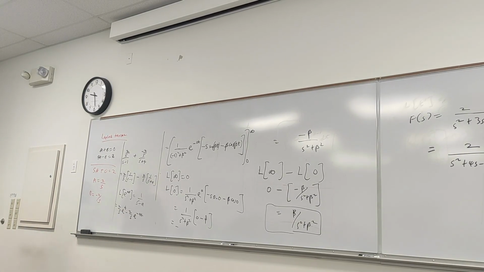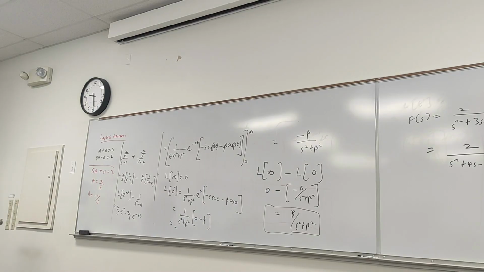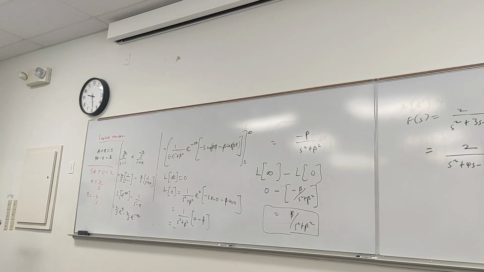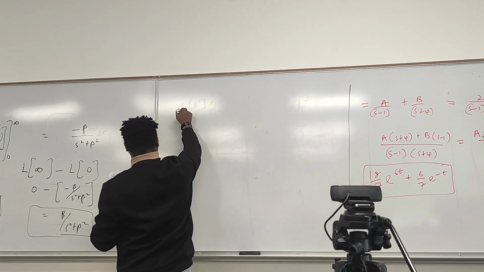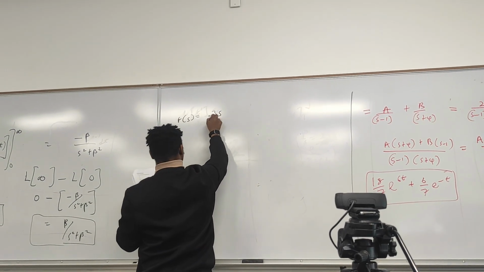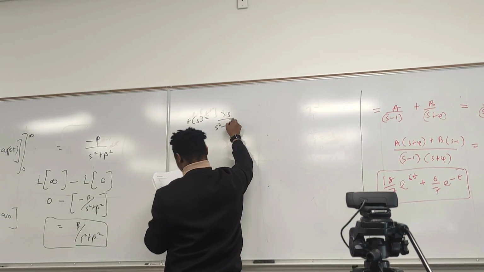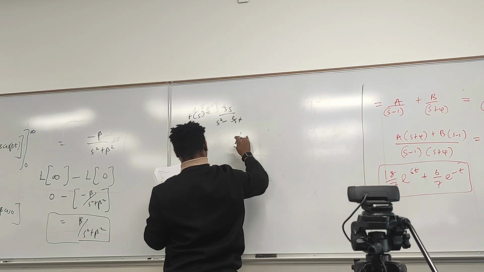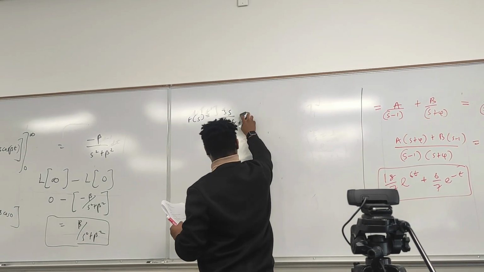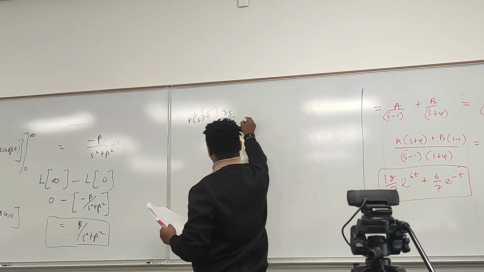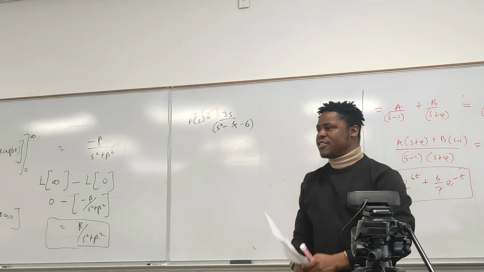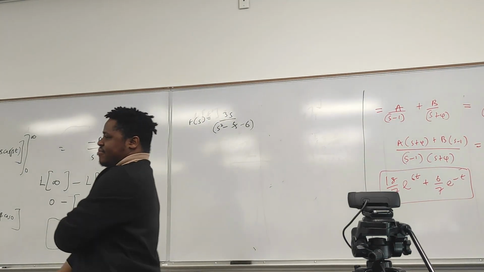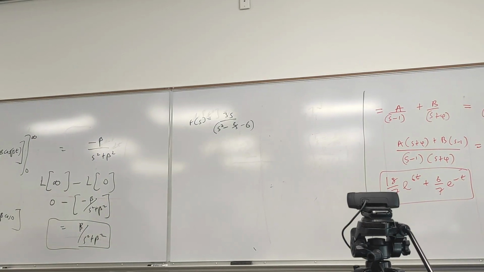Okay. We have about 20 minutes more. Try question 2. There is no harm in trying. Try it yourself and see. Our F of s is 3s over s squared minus 5s minus 6. Okay. Zoe, do you have questions? Do you need more time? Do you want me to solve it?